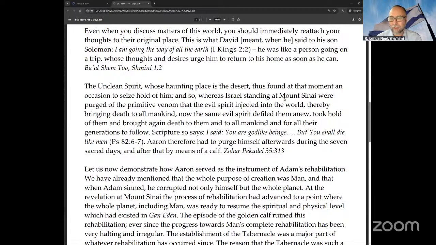This is what David meant when he said to his son Solomon, I am going the way of all the earth. He is like a person going on a trip, whose thoughts and desires urge him to return to his home as soon as he can. So we get this idea from the end of David's life that he is returning. Rather than leaving this world, he is going back to his actual home. And ultimately, that is something that is true.